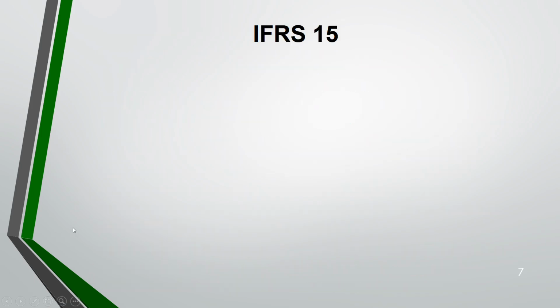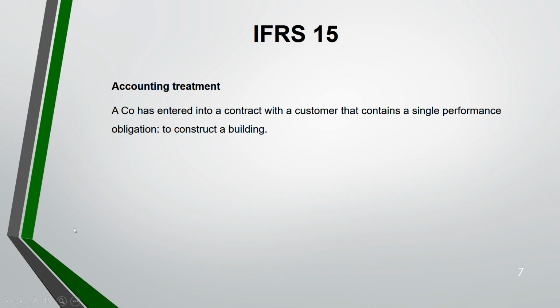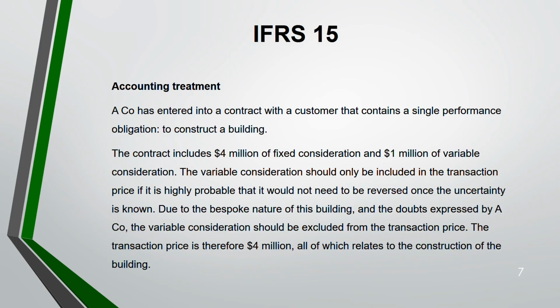Okay. Now, what is the accounting treatment? A has entered into a contract with a customer. Okay, it's very clear that there is a contract that they have entered with a single performance obligation. What is the performance obligation? To construct a building. Price is also fixed, the transaction price, which is 4 million. 4 million is a fixed consideration, 1 million is a variable consideration, that bonus part.